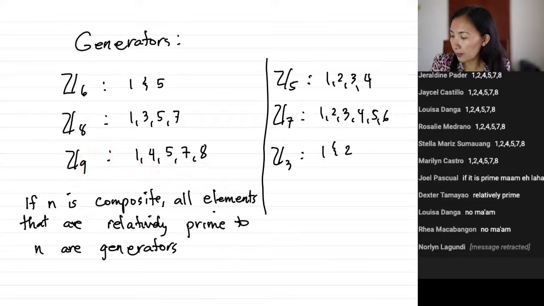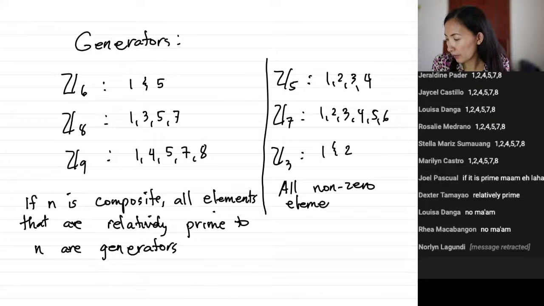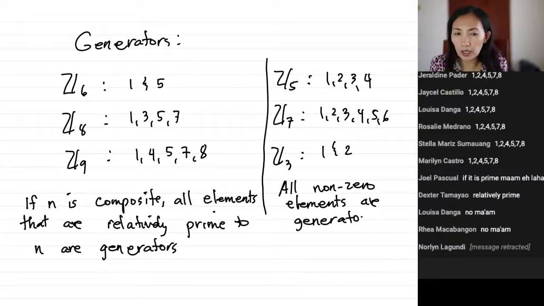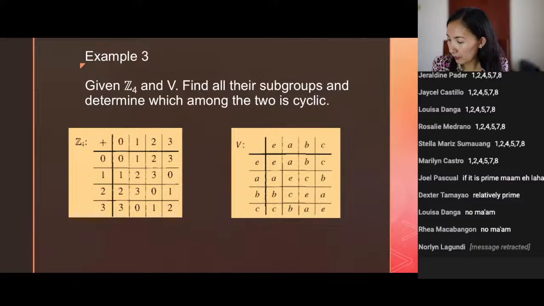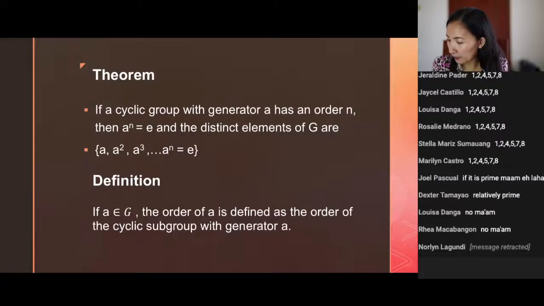And when n is prime, all non-zero elements are generators. Or all elements except the identity element. You got that? Did you get this? Okay. So, for example, number 3, theorem. Ito na, I leave this to you na lang. Tapos naman na natin yan.